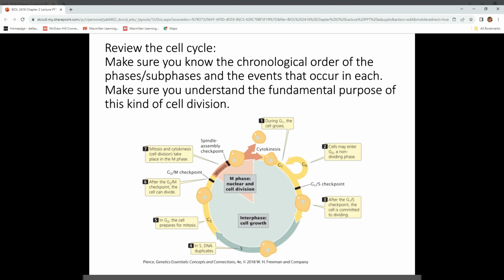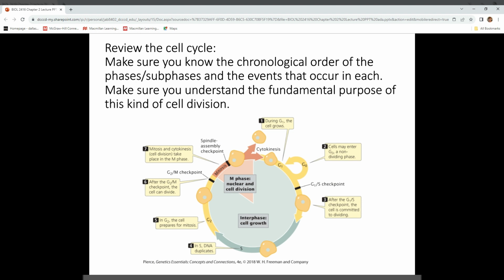So the cell cycle is the process by which a single cell divides and produces two cells which are genetically identical. The cell cycle consists of phases G1, S, and G2, which collectively are called interphase. In G1, the chromosomes in a cell are in the monad form. In S phase, that's where the chromosomes replicate.